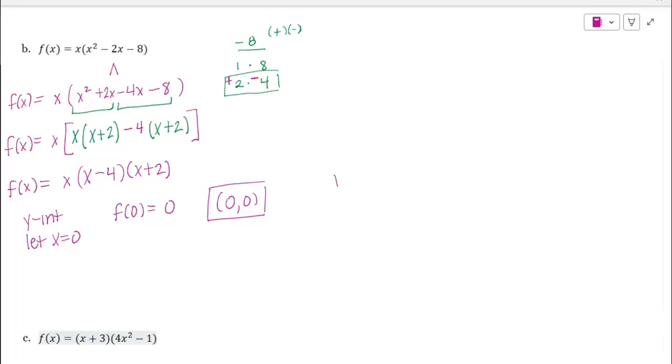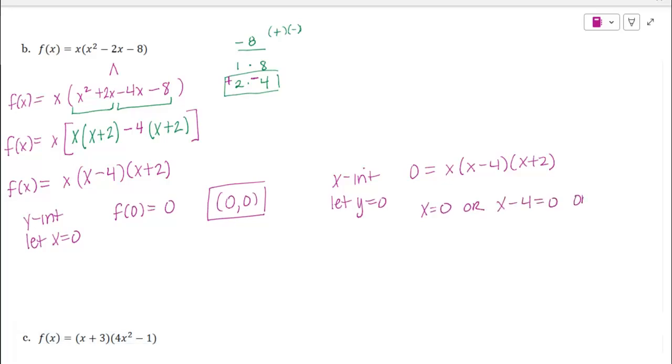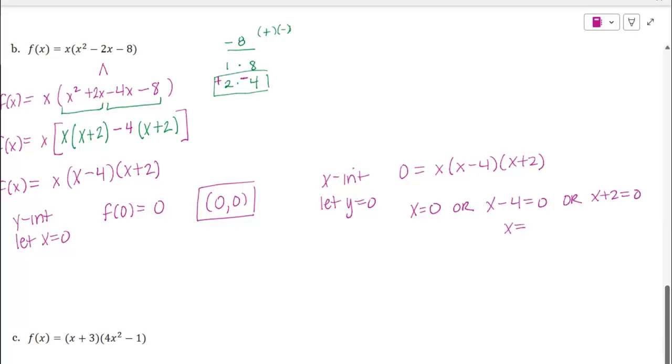Then to find our x-intercepts, we're going to let y equal 0, or we're going to solve this equation. 0 equals x times (x minus 4) times (x plus 2). So I get from this first variable here that x is equal to 0, or from the first set of parentheses, I get x minus 4 equals 0, or x plus 2 equals 0. So let's see. This gives me x equals 4. This gives us x equals negative 2.